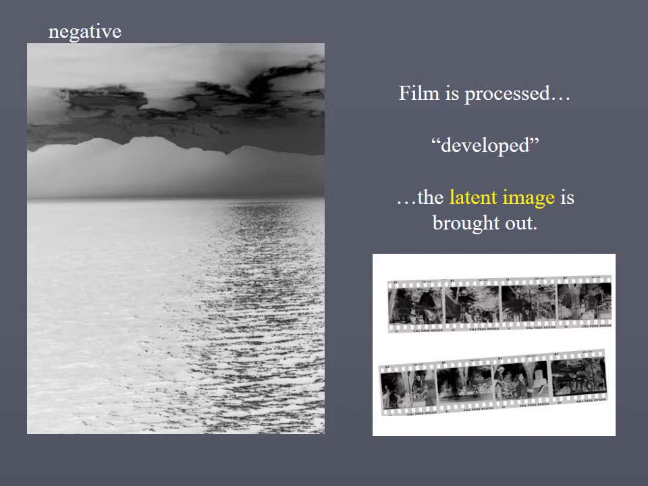So the film is processed, it's developed, and the latent image is brought out. You'll notice that where the sun was the brightest, on the negative it's the darkest, because the silver salts received a great amount of light, so they turned quite black. And where they received little light, they remained white.